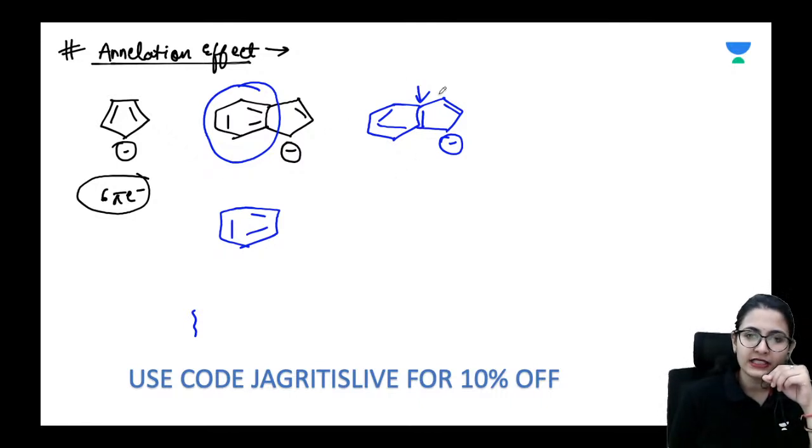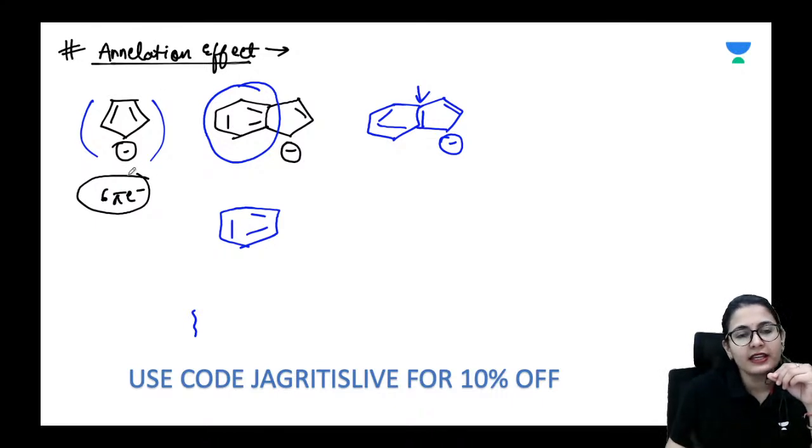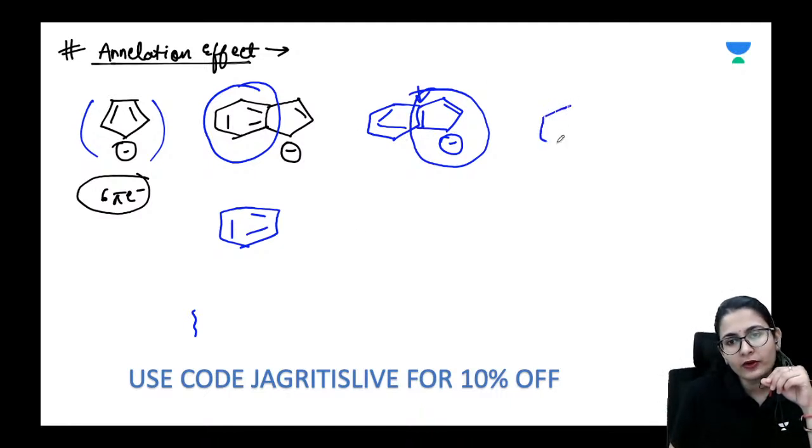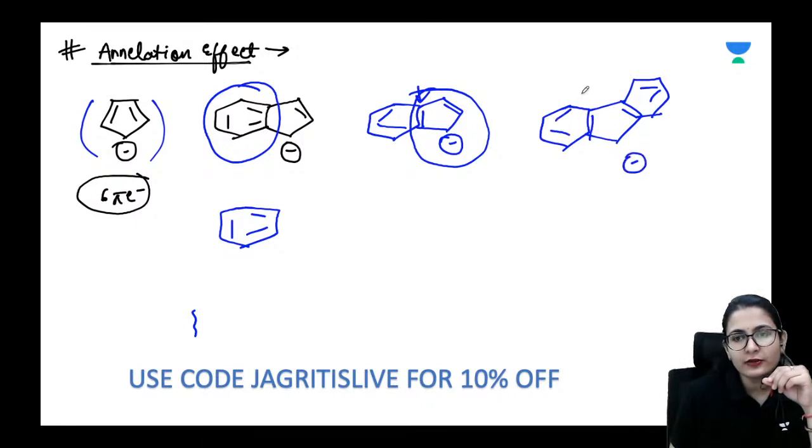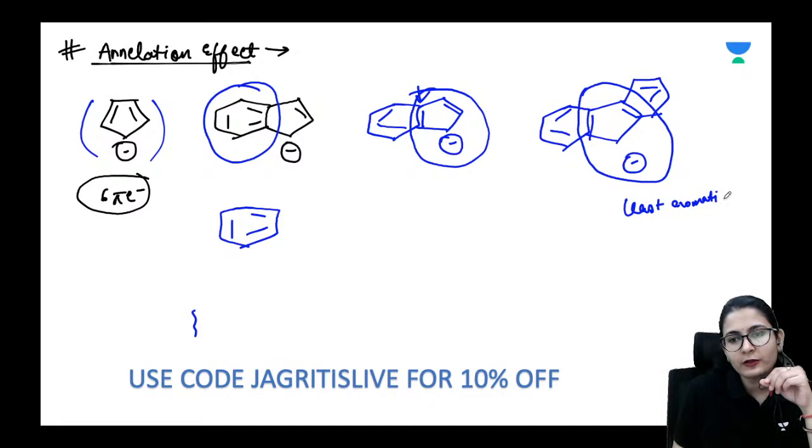Yes, aromaticity decreases, right? The same thing I can say for the 5-member ring also: the individual cyclopentadienyl ring is more aromatic as compared to this ring over here. That I can also say. And the central ring is going to be more aromatic as compared to this ring over here, isn't it? This is going to be even less aromatic, the least aromatic, I would say.